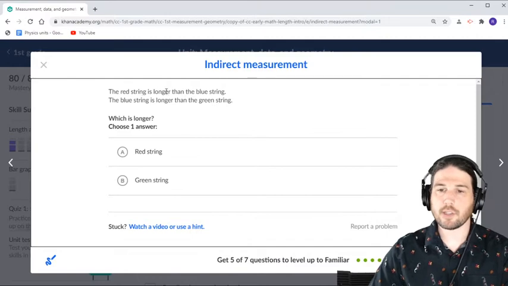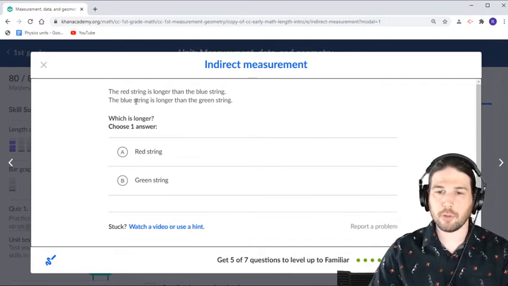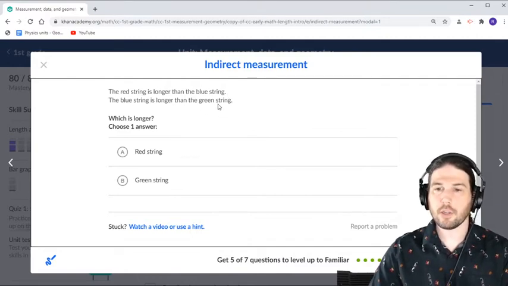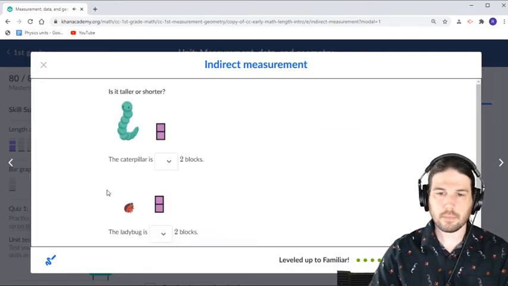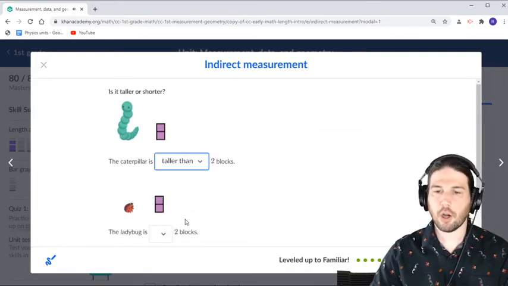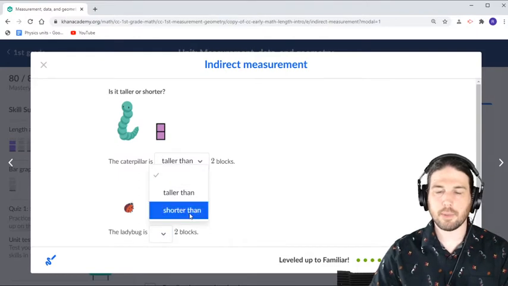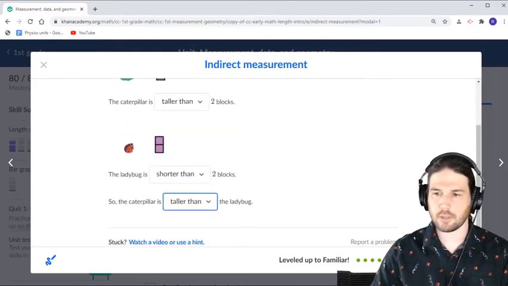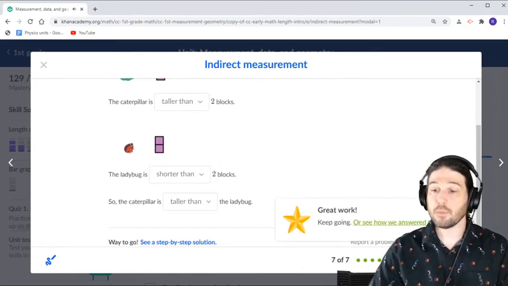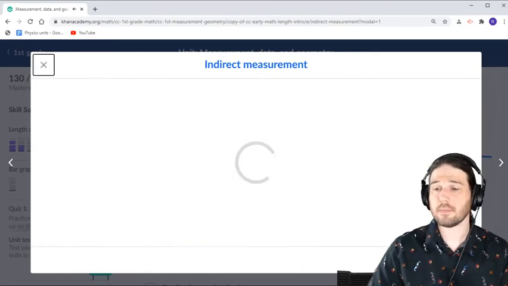The red string is longer than the blue string is longer than the green string, so the longest one is red, the shortest one is green. So red is the one that's longer. The caterpillar is taller than 2 blocks. The ladybug is shorter than 2 blocks. So the caterpillar is taller. So we got 6 out of 7 right here.